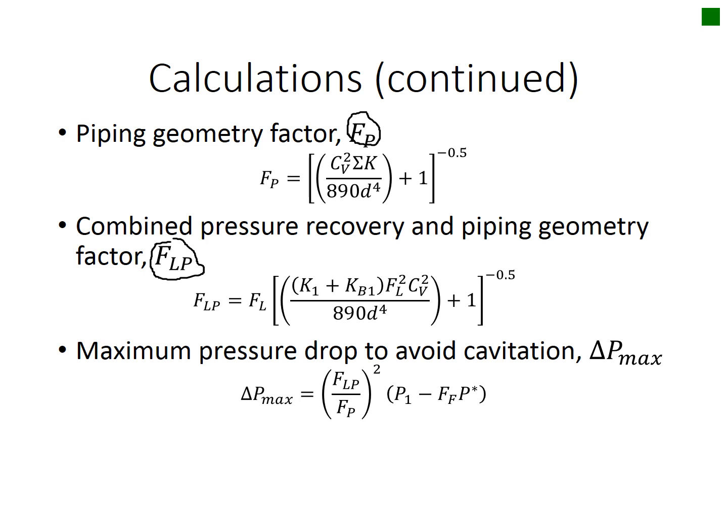And then we can calculate the maximum pressure drop to avoid cavitation, delta P max. And it's just the ratio of the FLP divided by the FP, square that, and multiply it by the upstream pressure P1 minus the piping factor F sub F times the vapor pressure P star.